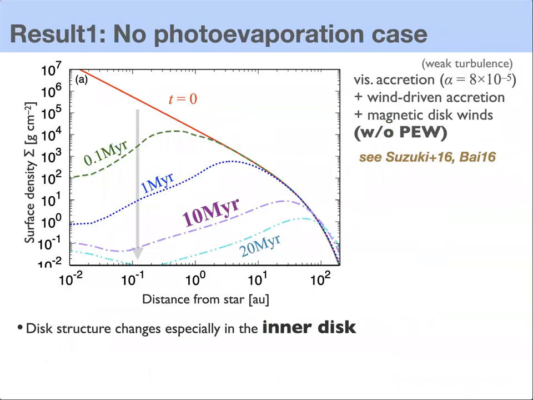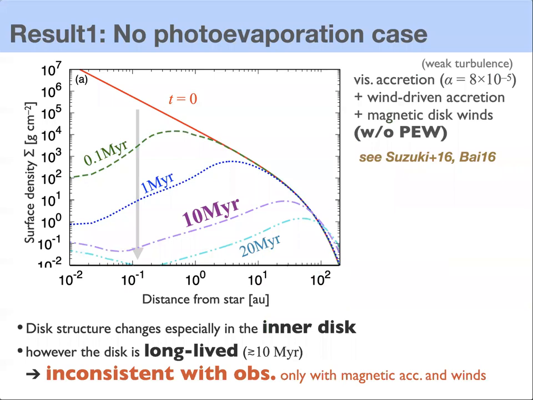First, I'd like to show the disk evolution without photoevaporation. In this figure, we can see that the disk structure is significantly affected by the magnetic winds and magnetic accretion, in particular in the inner region. However, the disk lasts long. In this model, even at 20 million years, the disk remains, so this is inconsistent with observations.